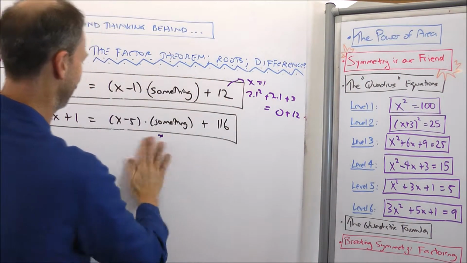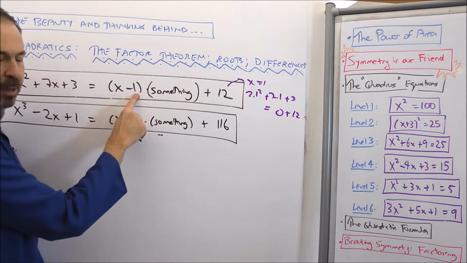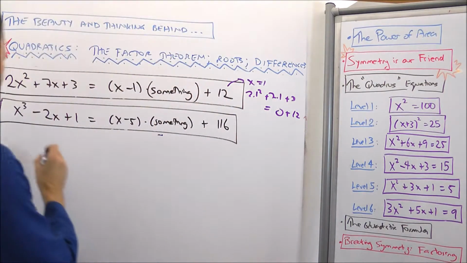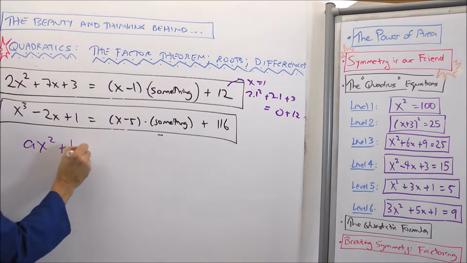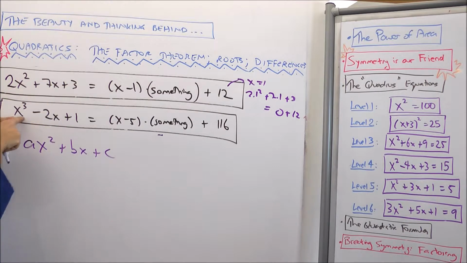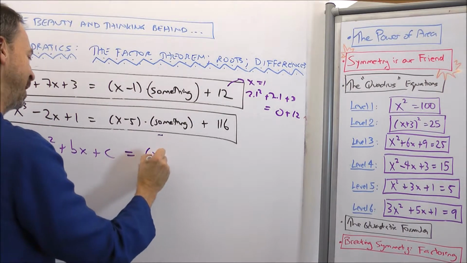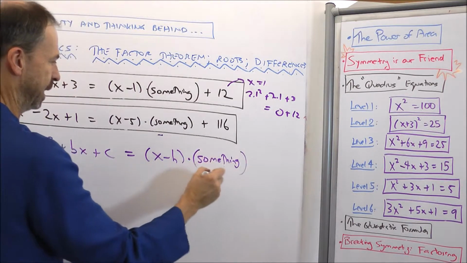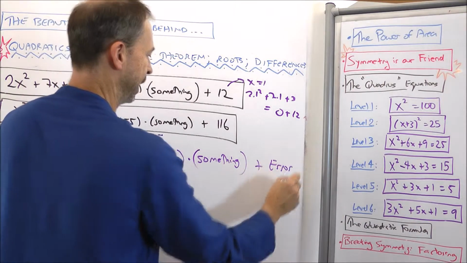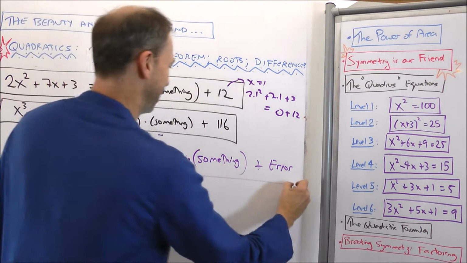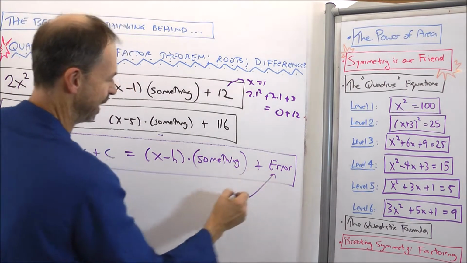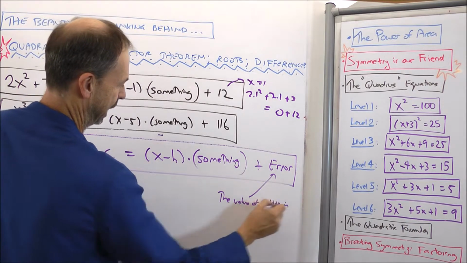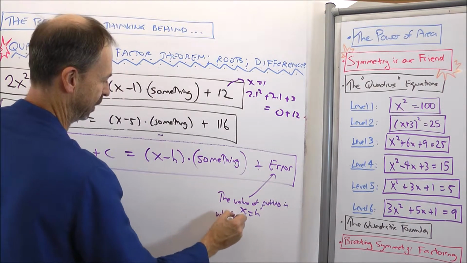In general, if I did say x minus some number, not just 1 or 5, I'll just call it h. A lot of people use h, I don't know why. But I've got some expression like ax squared plus bx plus c, maybe it could be even bigger like an x cubed or even x to the fourth. This will always equal x minus h times something, because you can do all the work we did, plus an error. And the error turns out to be really nice. It's the value of putting in x equals h into the original expression.